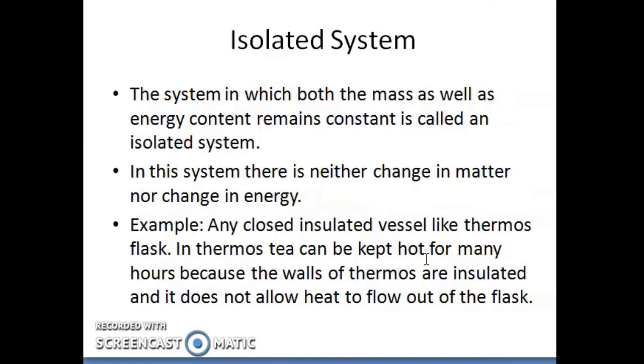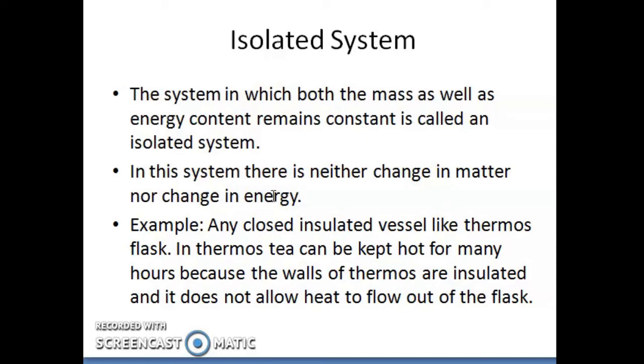The third type of system is the isolated system. From the name itself, it says isolated. Simply, it is a system in which there is no transfer of mass as well as energy. That means the mass as well as the energy content will remain constant. Those types of system we call isolated systems. In this type of system, we are not going to have any change in matter nor change in energy.